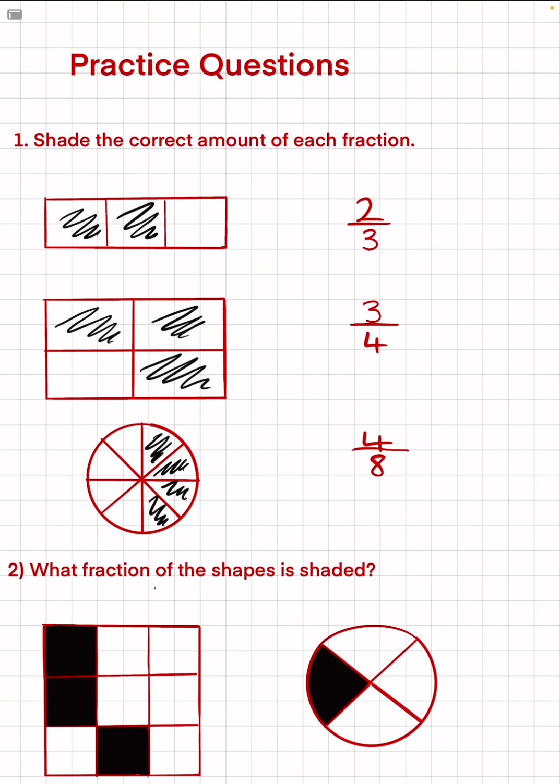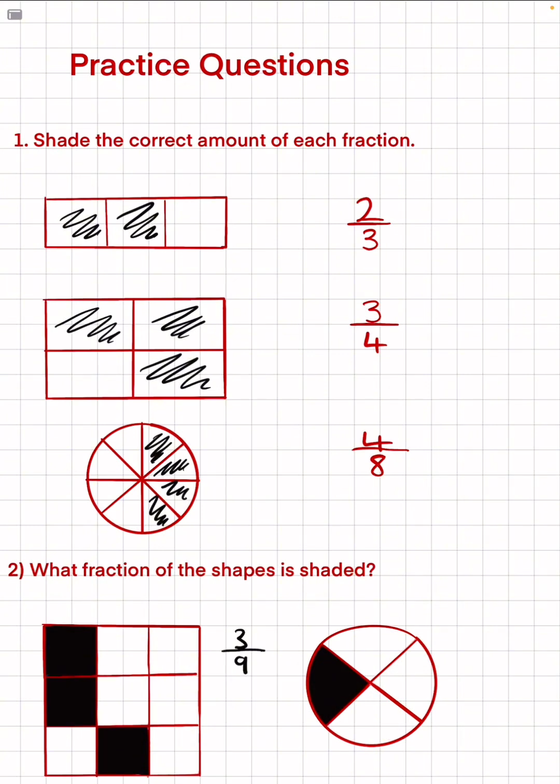Question 2 says what fraction of the shapes are shaded? So we have 1, 2, 3 parts shaded. So that will go at the top. And we've got 1, 2, 3, 4, 5, 6, 7, 8, 9 parts in total. So the fraction is 3/9.